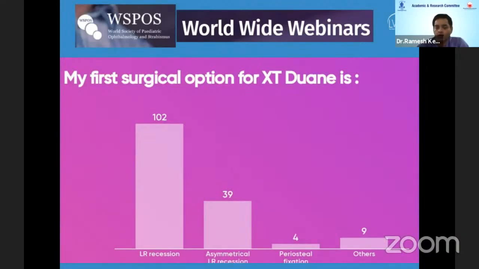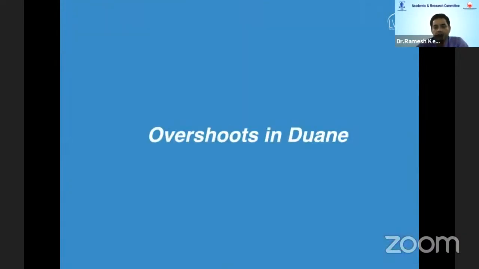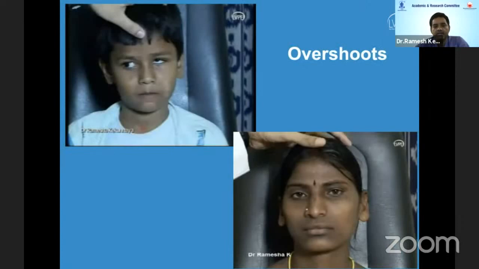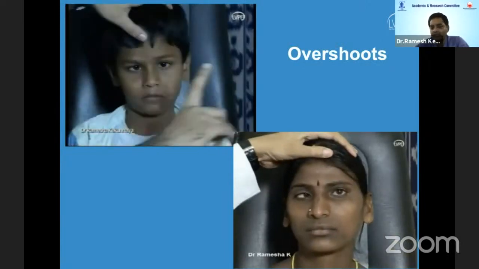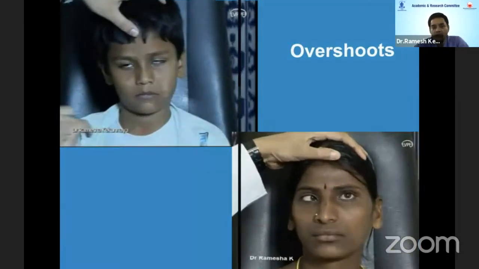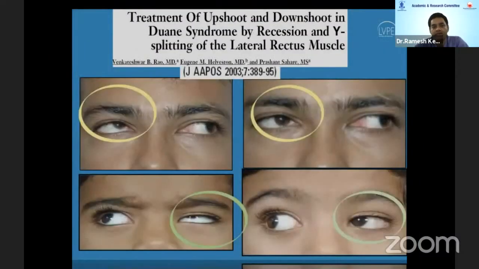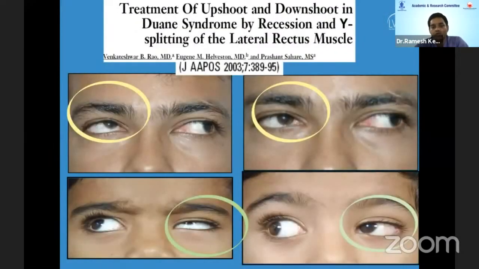I will also talk about periosteal fixation. Dr. Sharma has a very nice paper in IJO. All of you should read that. This is the overshoot. I will just take maybe 1 more minute and then I will finish up with this overshoot. You can see Y splitting. If the overshoot grade is more than 2, we'll have to do the Y splitting of the lateral rectus.